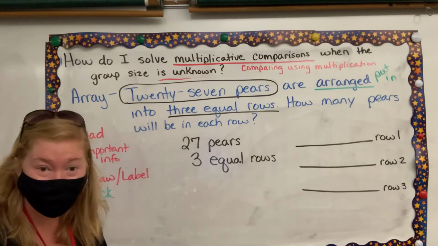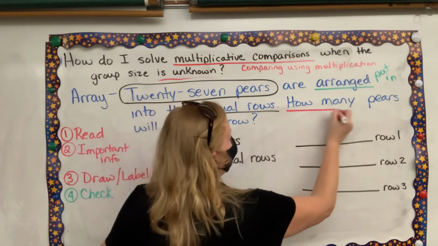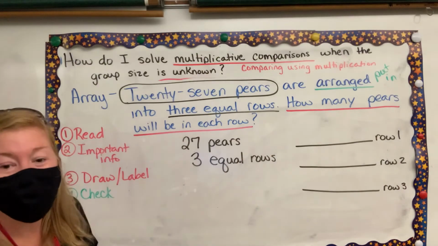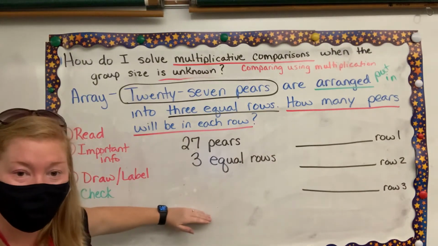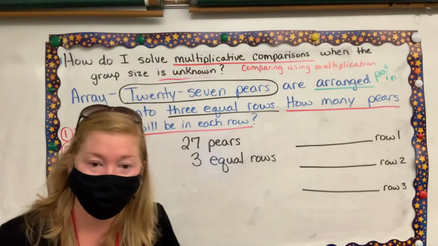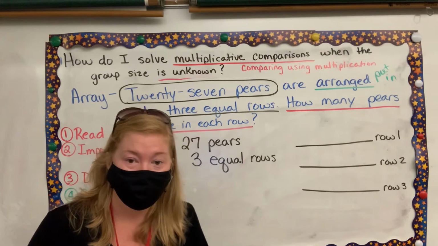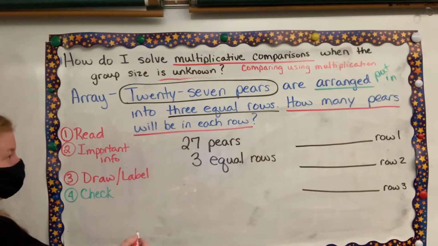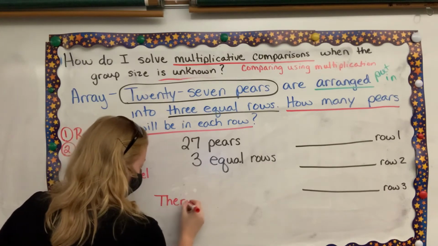Okay? All right, so I have 27 pairs and they are arranged, or put, into 3 equal rows. My question is, how many pairs will be in each row? Who wants to restate that question for me so I can get my sentence starter down here? Gladys. There will be blank in each row.